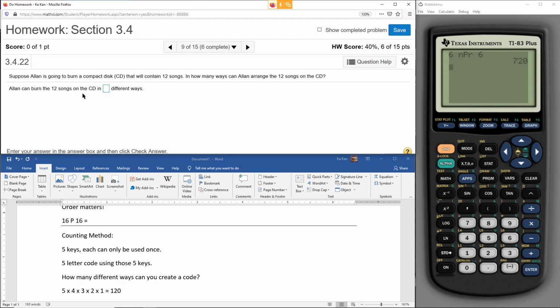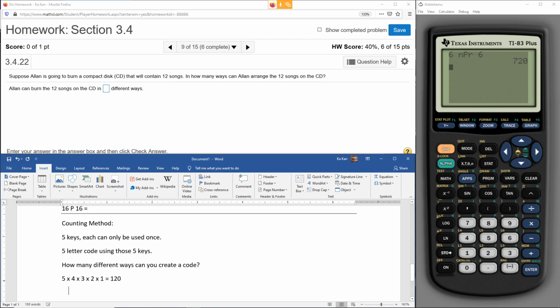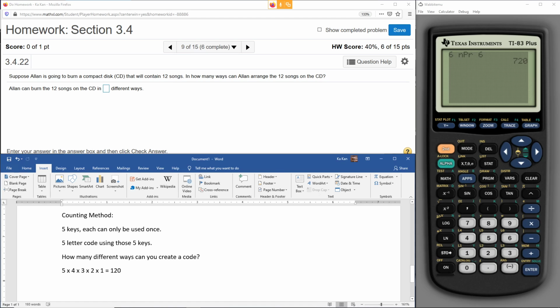So let's look at this one here. This guy can burn 12 songs; the CD can contain 12. I don't know, you guys may not know anything about CDs anyway, but if you're old enough like me, then you know a CD usually has about 10 to 12 songs. How many ways can you arrange those 12 songs on a CD if you're going to burn it?